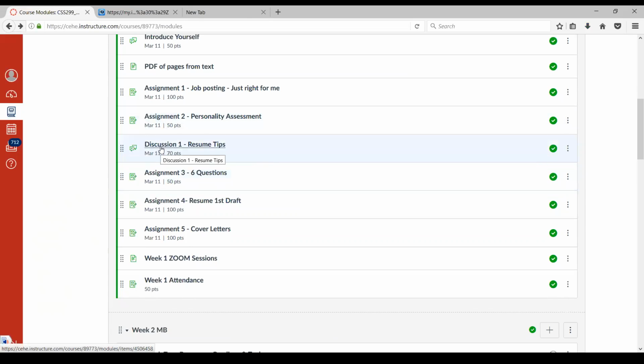The discussion, we've had one post to the discussion so far. Please, by tonight, get your initial posting done, and then I probably will be putting in a few responses. The assignment 3, the 6 questions, these are to sort of spur your thinking about who you are, how you work, how you want to work. Please get those done as well.